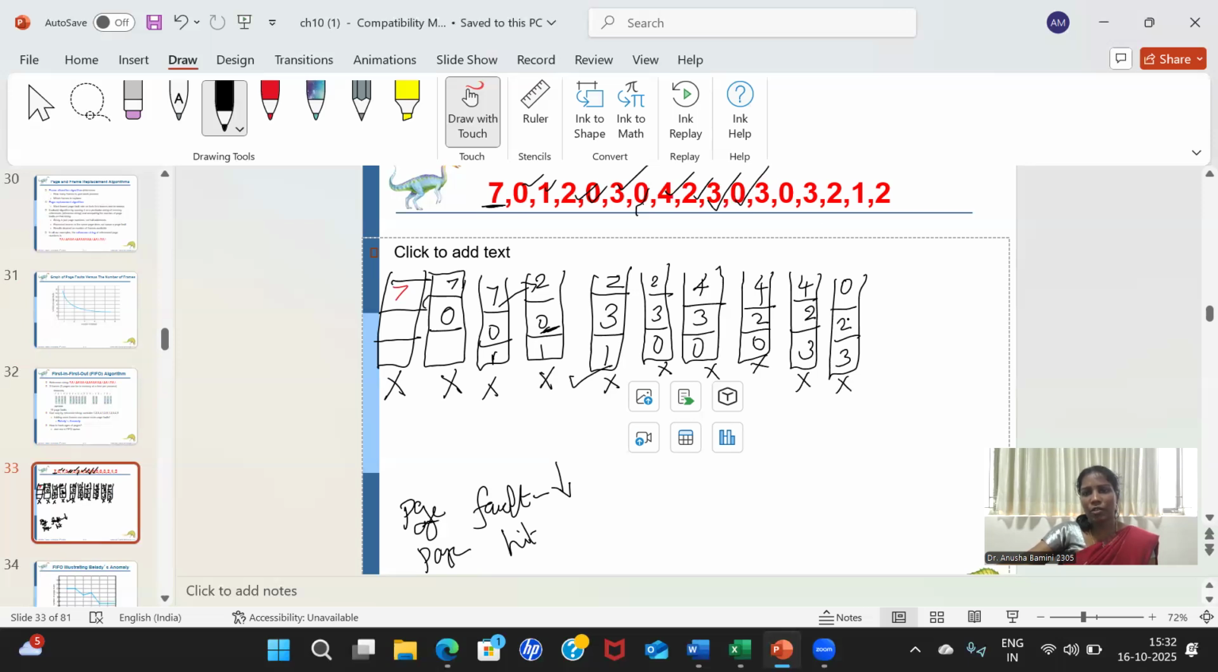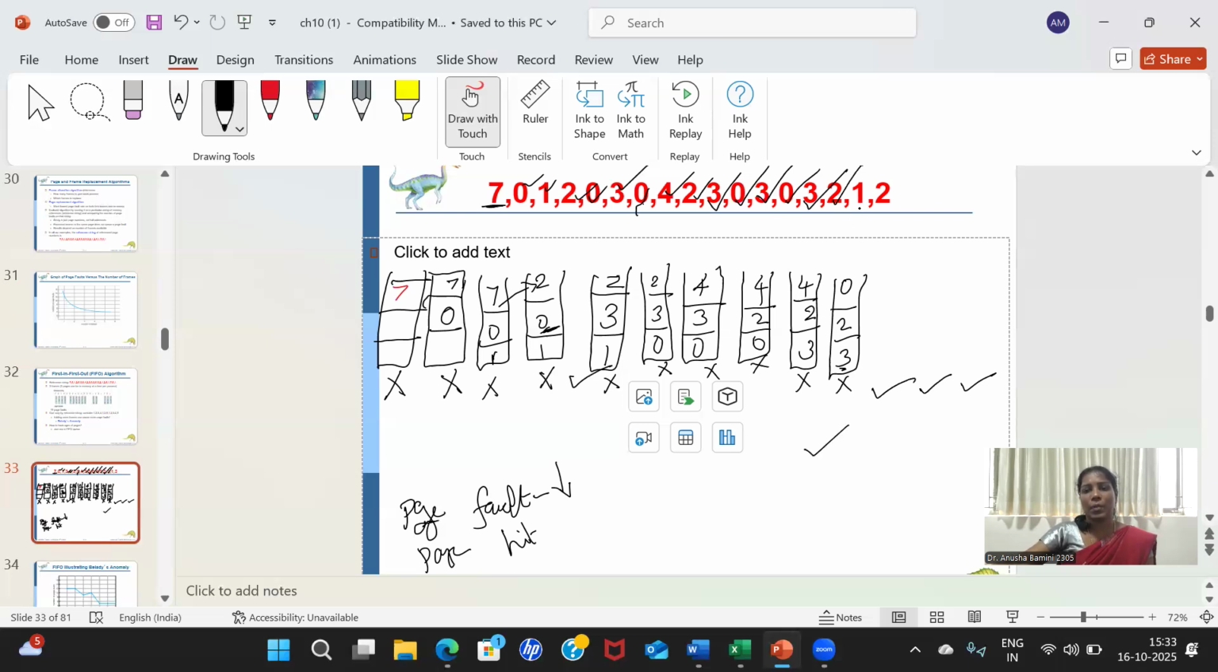Next is 3. Okay, so you check here, 3 is already present. So that is called a page hit. So I don't want to replace, 3 is already there. Next is 0. 0 is already present in the main memory. So again, I don't want to replace 0. This is over. Okay. Next is 3. 3 is already present in the memory. So this is also over. That comes under page hit. Next is 2. 2 is there. So 2 is over. It is also added into the page hit.